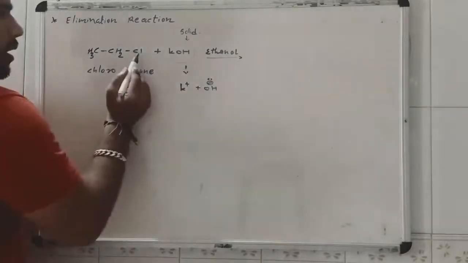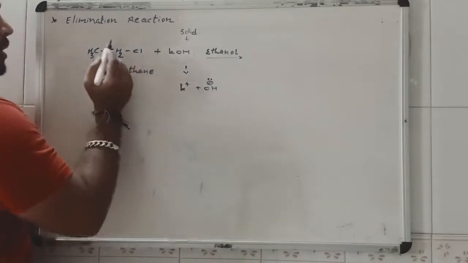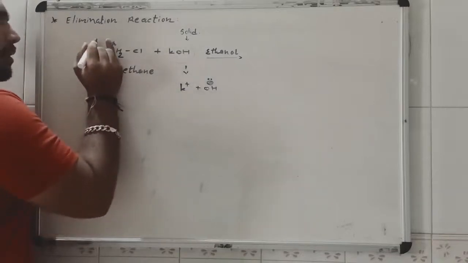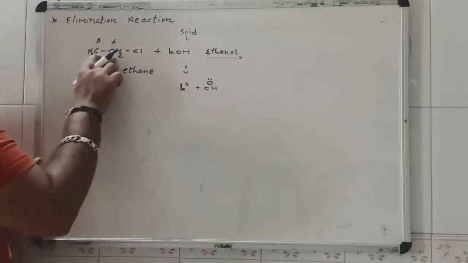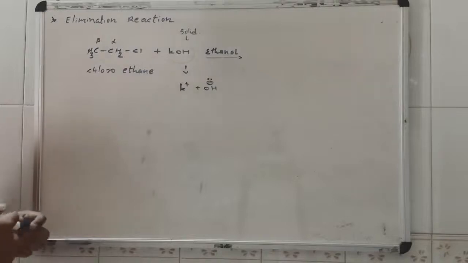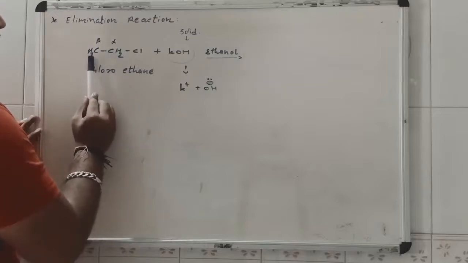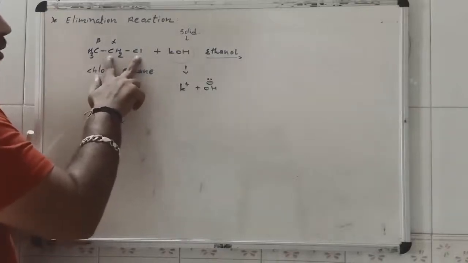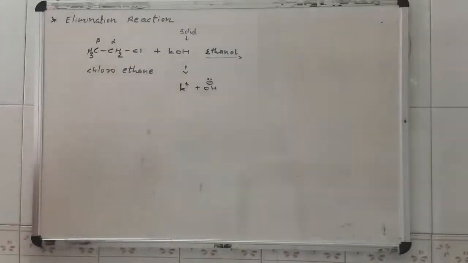Okay, now this is our functional group, halogen, and the carbon which is directly attached to the functional group is called the alpha carbon, and the carbon connected to the alpha carbon is called the beta carbon. Now here we are going to remove the functional group from the alpha carbon and hydrogen from the beta carbon. Again, here we are removing halogen from the alpha carbon and hydrogen from the beta carbon. That is called a beta elimination reaction.